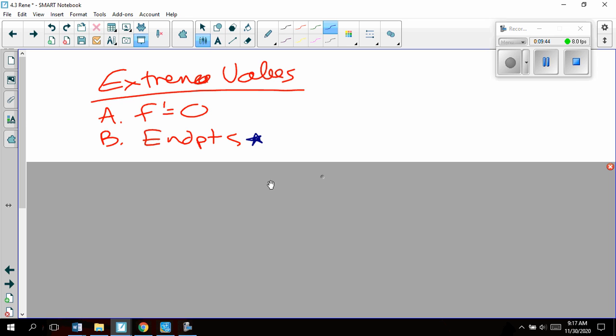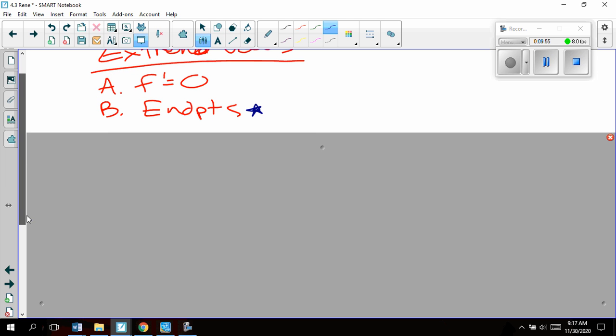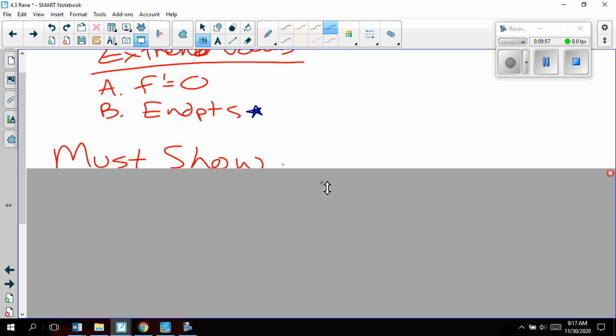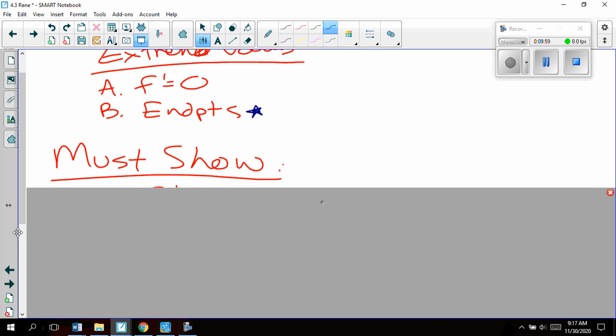The endpoints you will not always have when we have examples. Those might just be inherited, like you're not going to have any negative numbers, so your endpoint would be 0 and up. They're not always given directly, like from -1 to 3. Okay, what Ms. Marshall and I are asking you on the AP board, for example, these are the things that you must show.